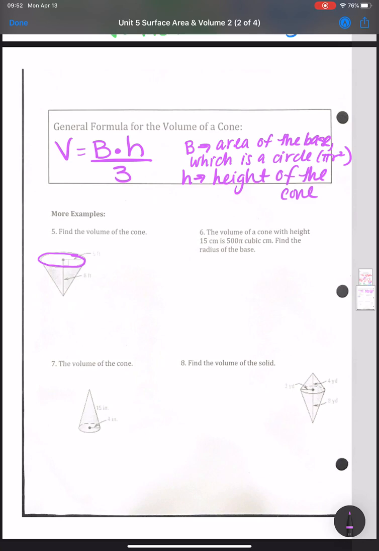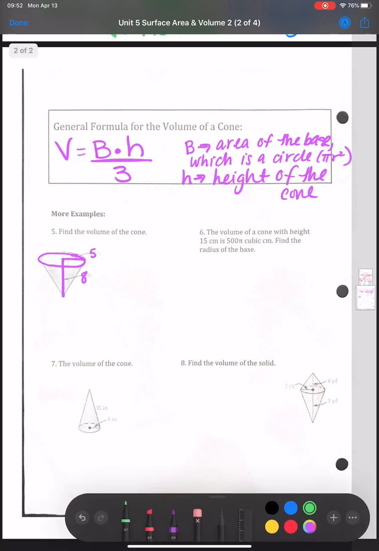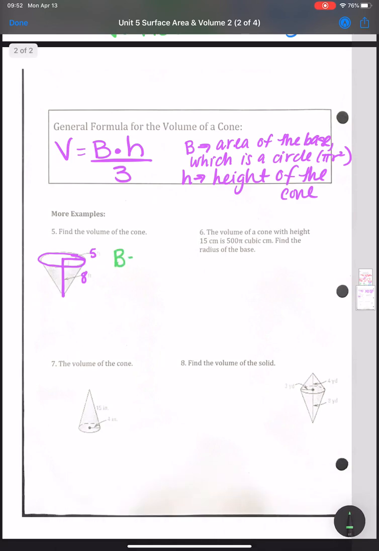All right, so let's try out number 5. Number 5 says to find the volume of the cone. They tell us the height right here is 8 feet, and the radius here is 5 feet. So the area of the base is pi times r squared, or 25 pi. And the height is 8 feet. So the volume is just going to be 25 pi times 8, and then we have to divide the whole thing by 3.